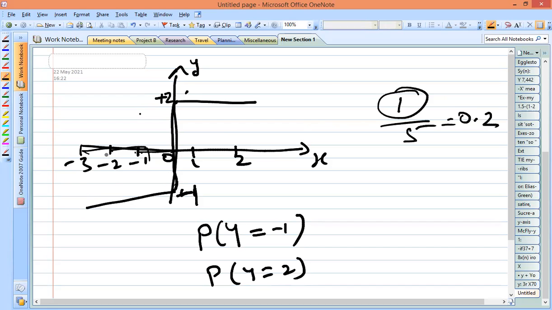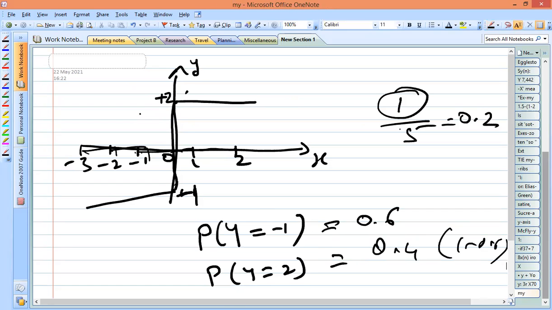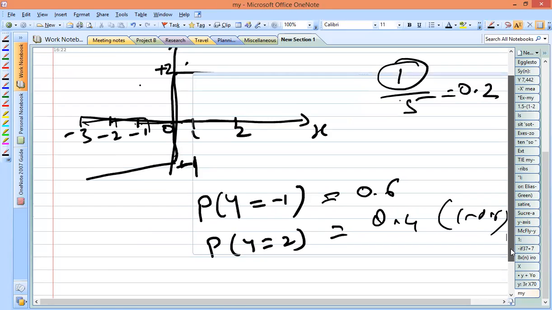Since the value is distributed over 3 units towards the negative x-axis, the probability of y equal to minus 1 will be 0.6. Similarly, you can get the probability of y equal to 2, towards the positive x-axis. As we can see from the graph, for y equal to plus 2, the value moves towards the positive x-axis, distributed over 2 units. So 0.2 plus 0.2 is nothing but 0.4. Or simply you can go with 1 minus 0.6, since p plus q must be equal to 1. Using that formula also you can write the value.